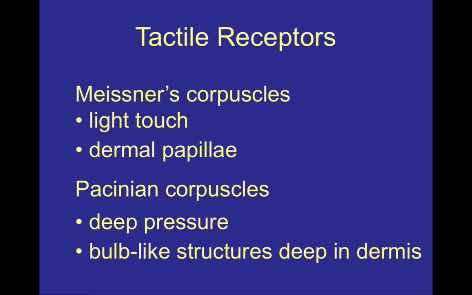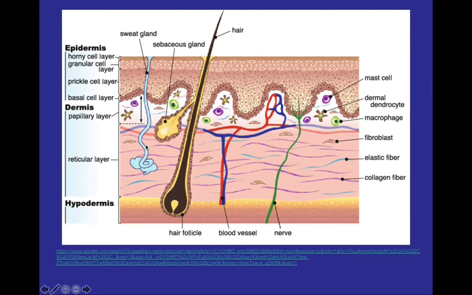Pacinian corpuscles will be found much deeper in the dermis. So I just want to take a quick second to review the layers of the skin so that we can visualize where these two receptors will be found. There are 5 layers of the epidermis, and we don't need to go through those 5 layers again. That's something that you would have done in Anatomy and Physiology 1.